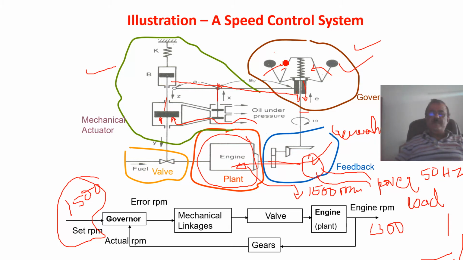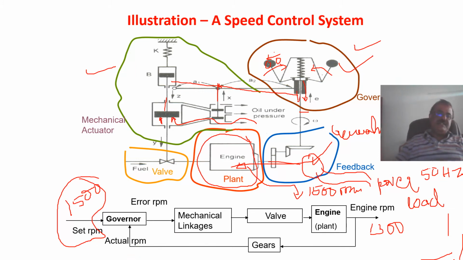The fly balls were in this position, and the desired position of the fly balls is this. Now the fly balls will start moving outwards again to maintain that speed. Okay, this is how this system works.